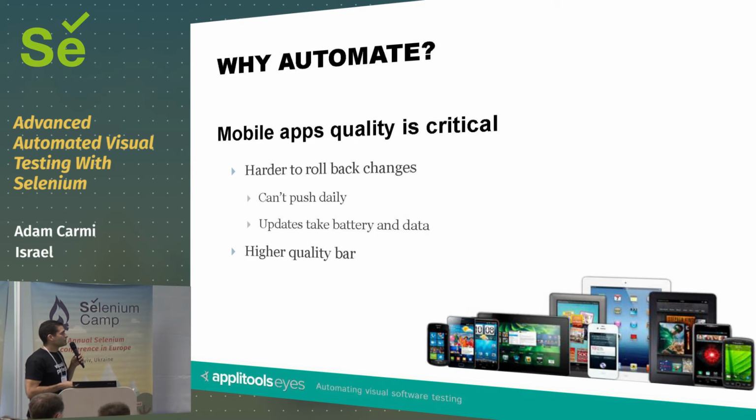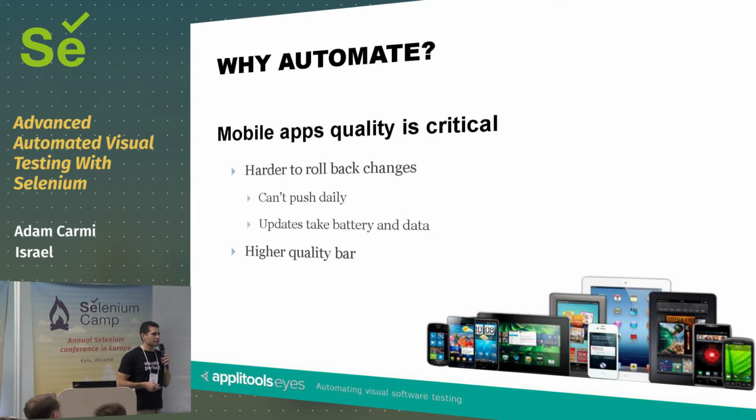When it comes to mobile applications, quality is even more critical. The main reason is that it's much harder to roll back changes. So if you have a bug in production, you're stuck with it for some time. It's not like the web, where you can easily just fix it and everyone will see the fix. You cannot push daily to the App Store, and even if you find ways to work around that, frequent updates take battery and data and end up upsetting your users.